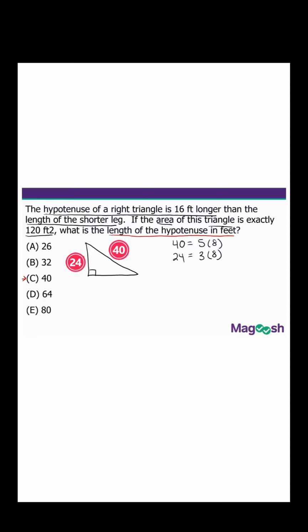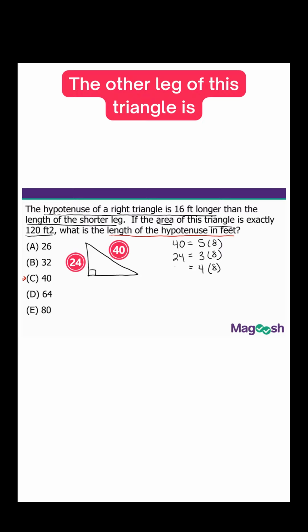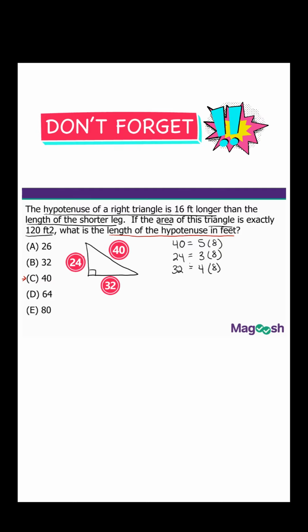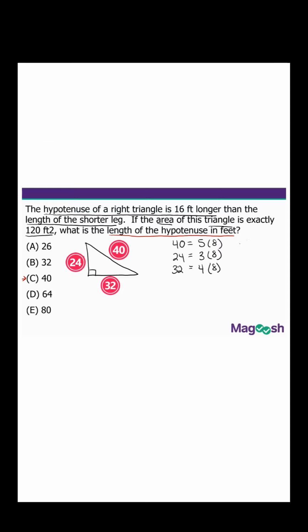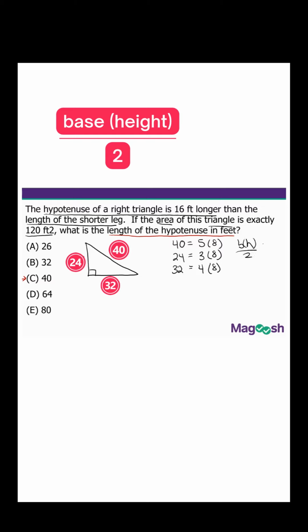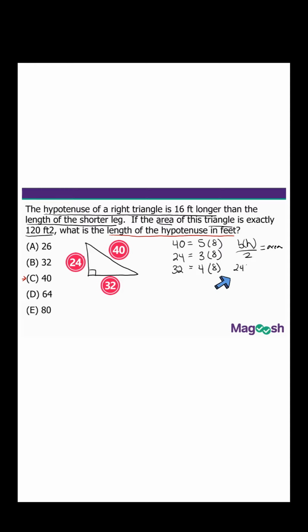So here is a Pythagorean triplet hidden from us, but if we know to look for it, we can find it. This other value is going to be the 4 in the 3, 4, 5, and it's going to be 4 times 8, so that tells us that the other leg of this triangle is 32. Okay, now remember the area of this triangle has to be exactly 120 feet. So we're going to throw that into the formula. That's base times height divided by 2. That's going to give us our area, and our values we're testing, 24 times 32 over 2.